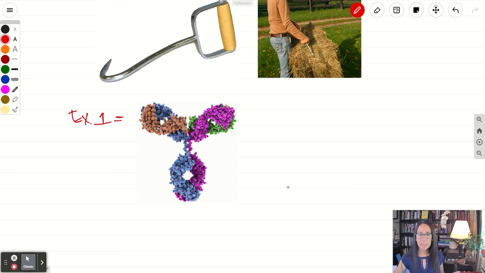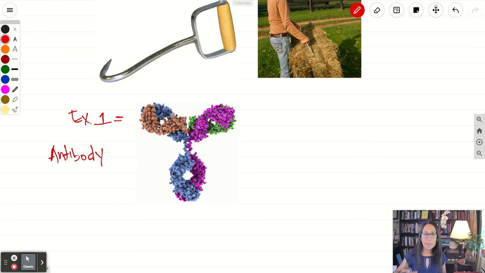This is a protein, and this protein is called an antibody. And I know you have heard of antibodies, especially lately, ever since our coronavirus pandemic. There's been a lot of talk about antibodies and taking a vaccine and getting some antibodies up in your body to fight off the coronavirus. So this is an antibody, and it is a protein, okay?